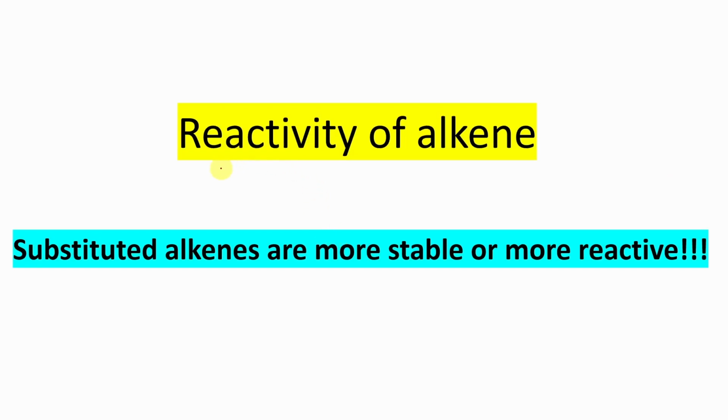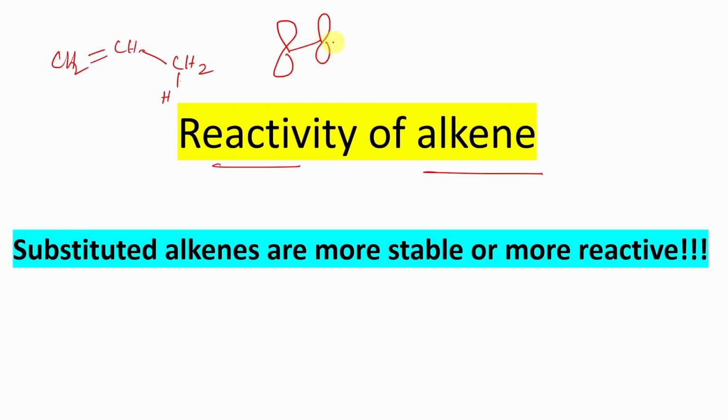So first we will select the point like reactivity of alkene, and in this case we shall discuss whether substituted alkenes are more stable or more reactive. Isn't it contradictory? So let's learn. If I take a simple alkene like this one, here you can see that it has an allylic alpha hydrogen. So this CH bond can participate in hyperconjugation with this alkene. How is that possible? Let's look here.